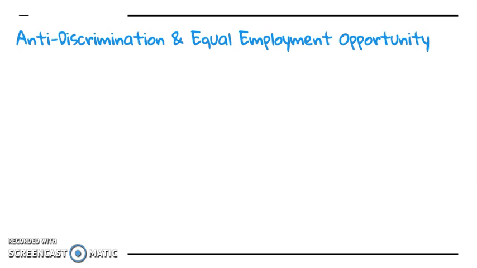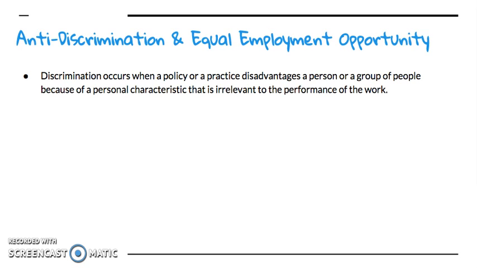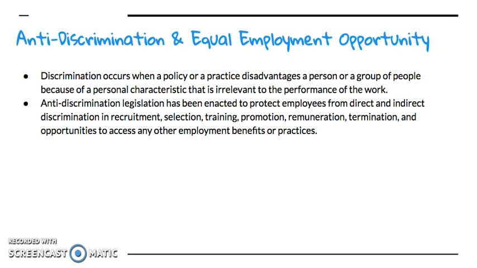Another piece of legislation to be aware of is anti-discrimination and equal employment opportunity. Discrimination occurs when a policy or a practice disadvantages a person or a group of people because of a personal characteristic that's really irrelevant to the performance of the work. It includes harassment, offending behavior or intimidation, and vilification, which is a public act that's discriminatory and incites hatred. Anti-discrimination legislation has been enacted to protect employees from direct and indirect discrimination involved in recruitment, selection, training, promotion, remuneration, that's payments, termination, and opportunities to access any other employment benefits or practices.